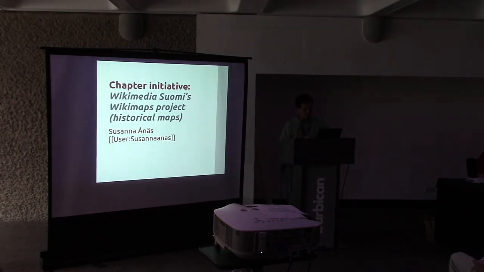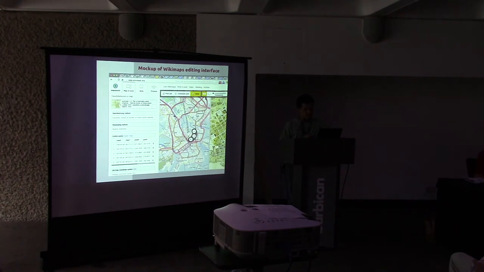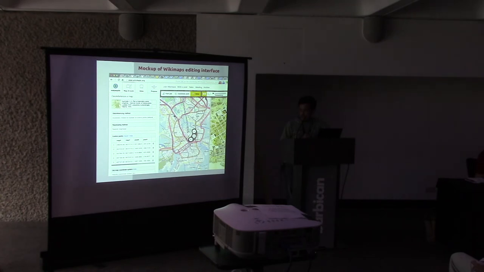They have this Wikimaps project, which is basically a historical maps project. And this is led by Susanna from Wikimedia Finland. And here's an example mock-up of a possible user interface for contributing to the project. So what they did was they planned to improve on the existing editor interface on OpenStreetMap and integrate that so that you can edit historical maps on the Wikimaps project.